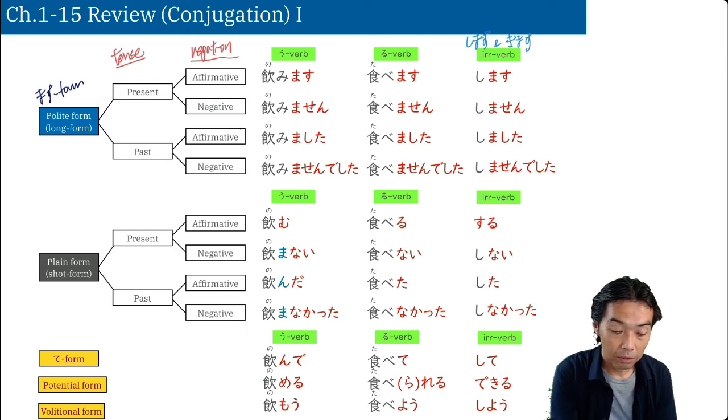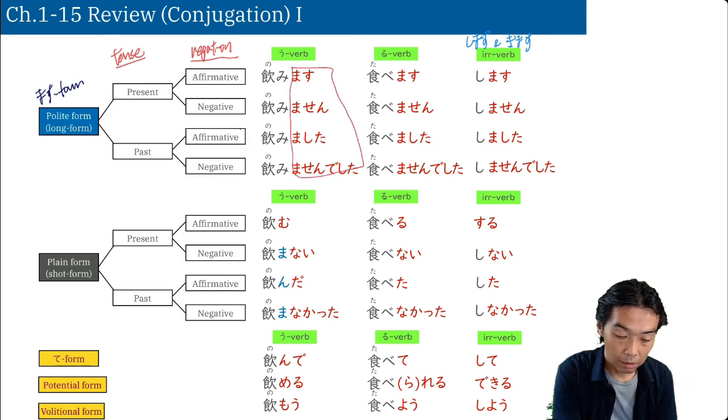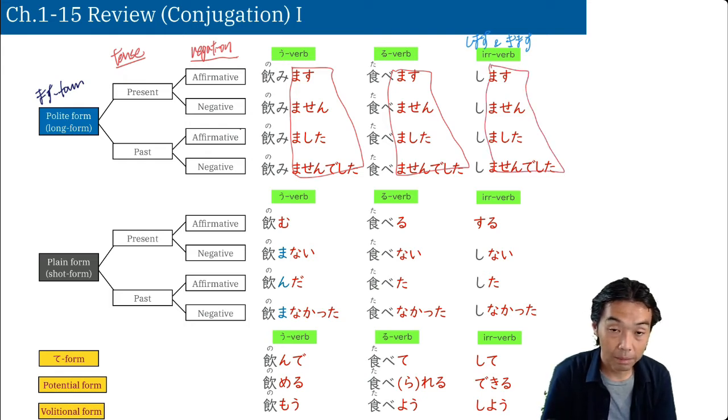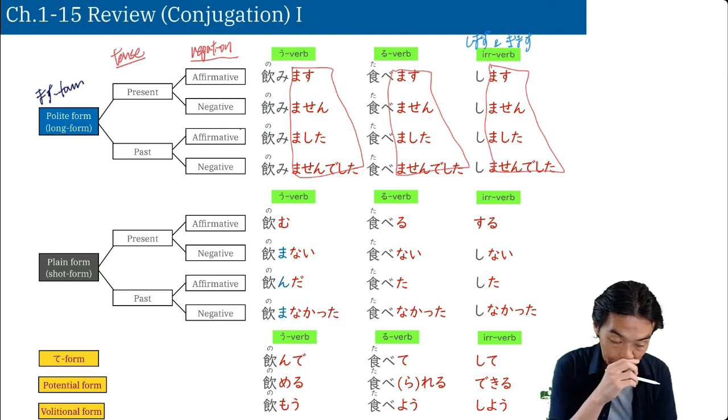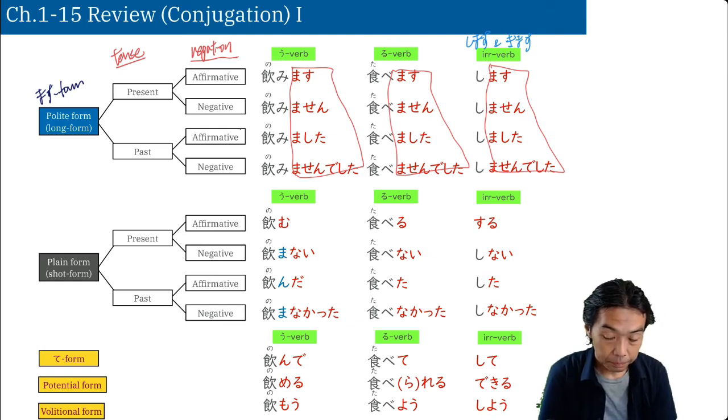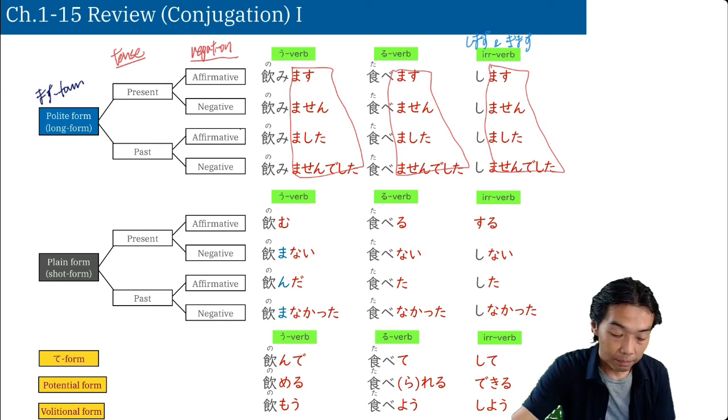Okay. So in a way, with polite forms, all you have to remember is these things: masen, mashita, masen deshita. Okay, so let's move on to the plain form. The plain form gets a little bit trickier.